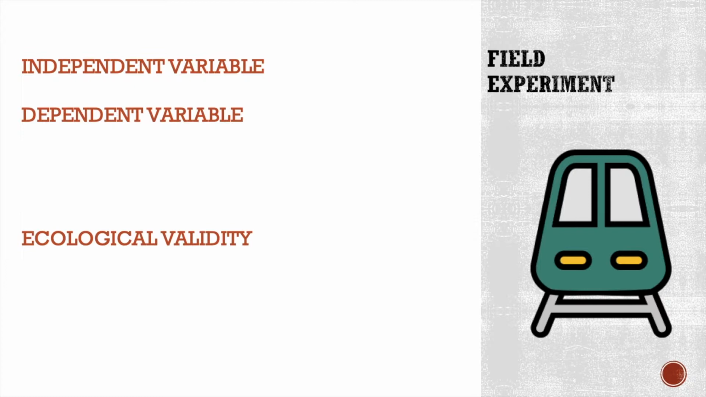So, how is field experiment different from a lab experiment? The main difference is that the field experiment is conducted in a real life situation. Even in the field experiment, we manipulate the independent variable. We probably introduce some stooges, or we, in other means, manipulate the IV, and we measure the dependent variable probably through observation. Okay, so we do that as well.